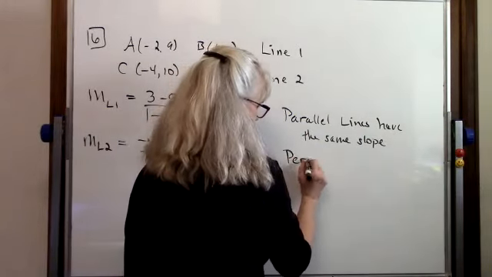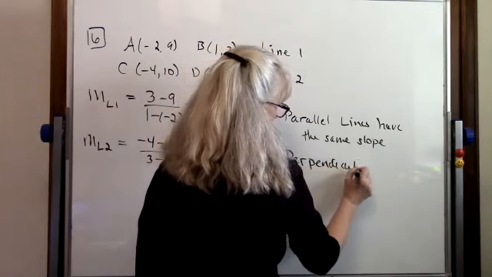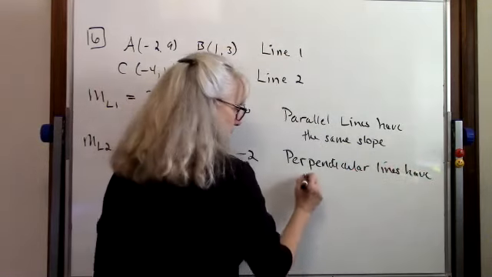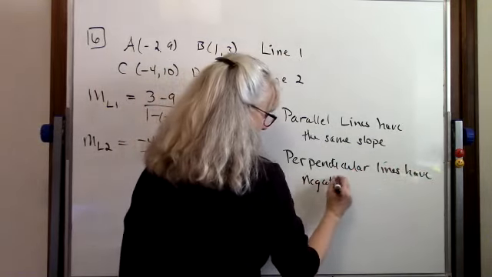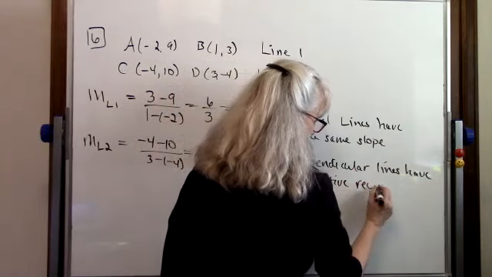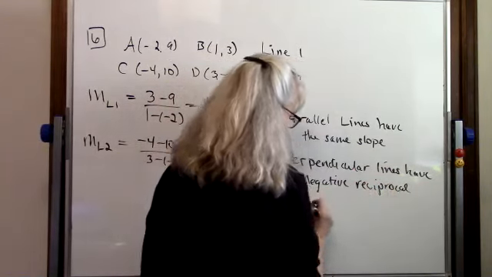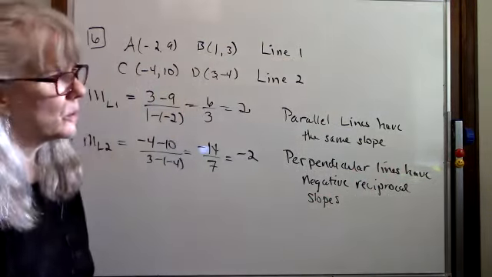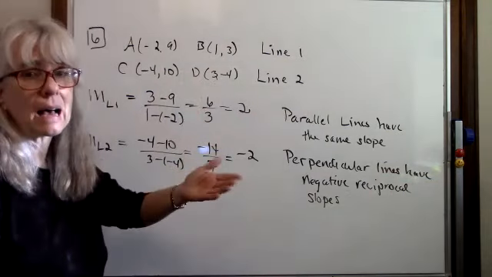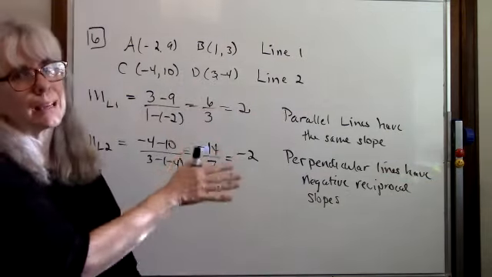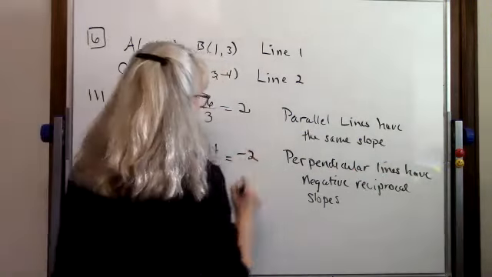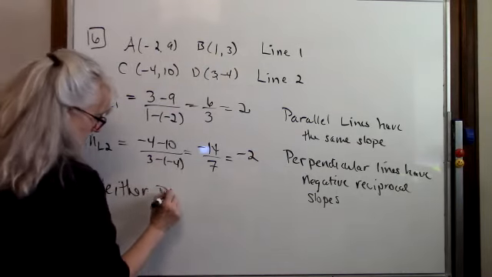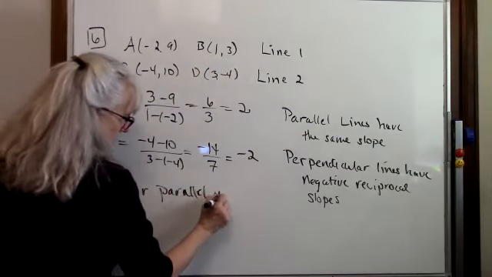Perpendicular lines have negative reciprocal slopes. Negative reciprocal slopes. So that means that one's positive and one's negative, but the rise and the run need to flip. So these are neither parallel nor perpendicular.